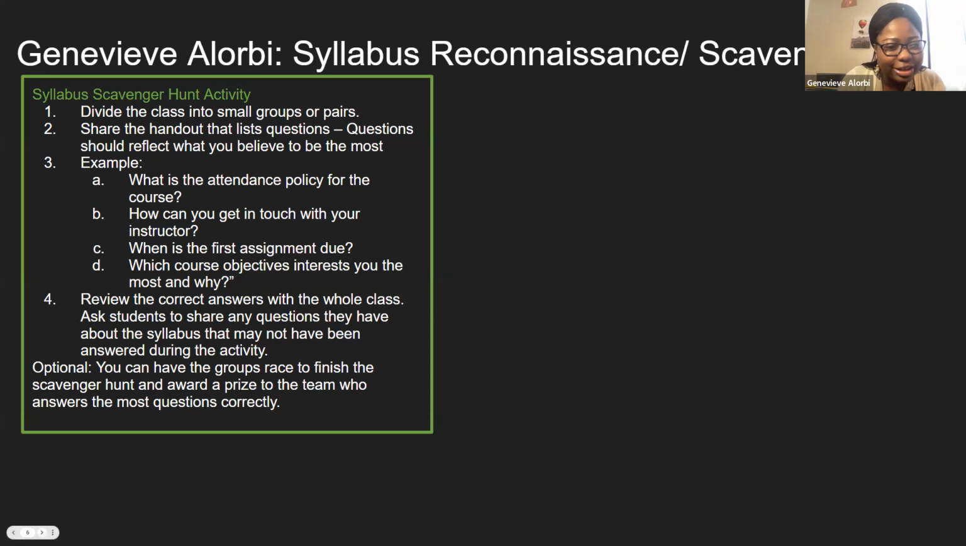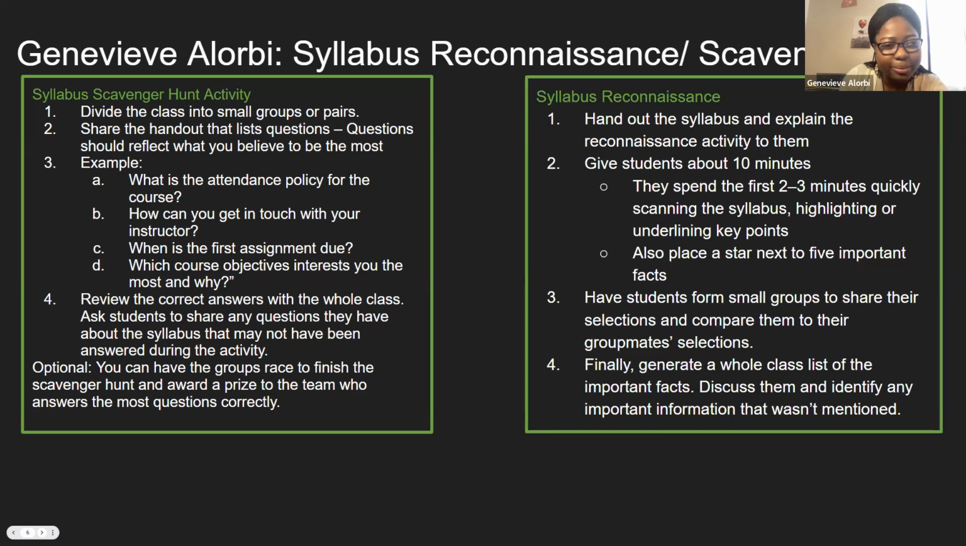Optionally, you can have the groups race to finish the scavenger hunt. So assuming you don't do the individual version, you just put them in groups and make it more exciting. Then you can award a prize to the team who answers the most questions correctly. Right? Okay, and then for the syllabus reconnaissance, next slide, please.